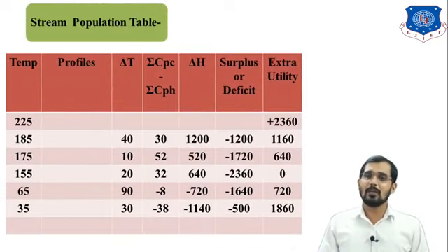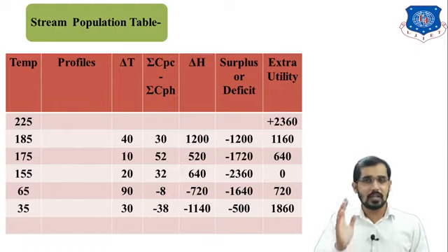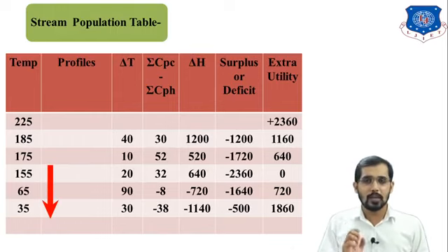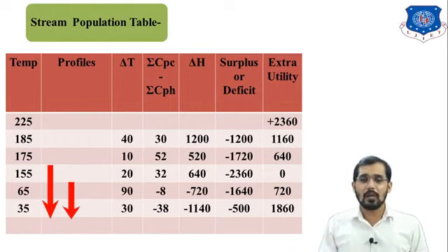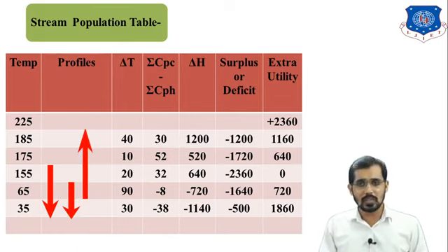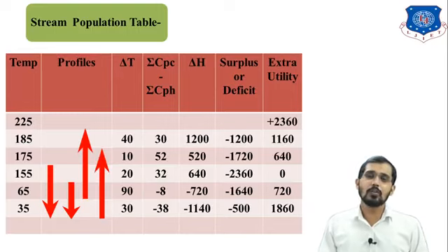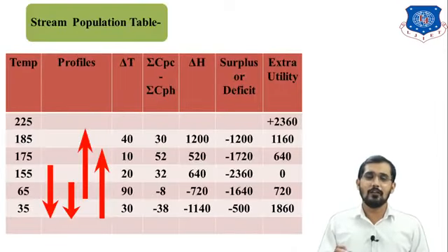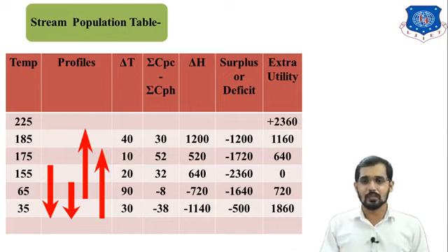After that we calculated the stream population table. In this table, in the first column we have written the temperature in decreasing order. This temperature is nothing but the shifted temperature. After that we have drawn temperature profiles. You can see the first arrow is for the H1 stream, second for the H2 stream, third for the C1 stream, fourth for the C2 stream. After that we calculated the temperature difference. After that you can see we calculated the difference between the specific heat for the cold stream and hot stream for all the temperatures. After that we calculated the delta H values.